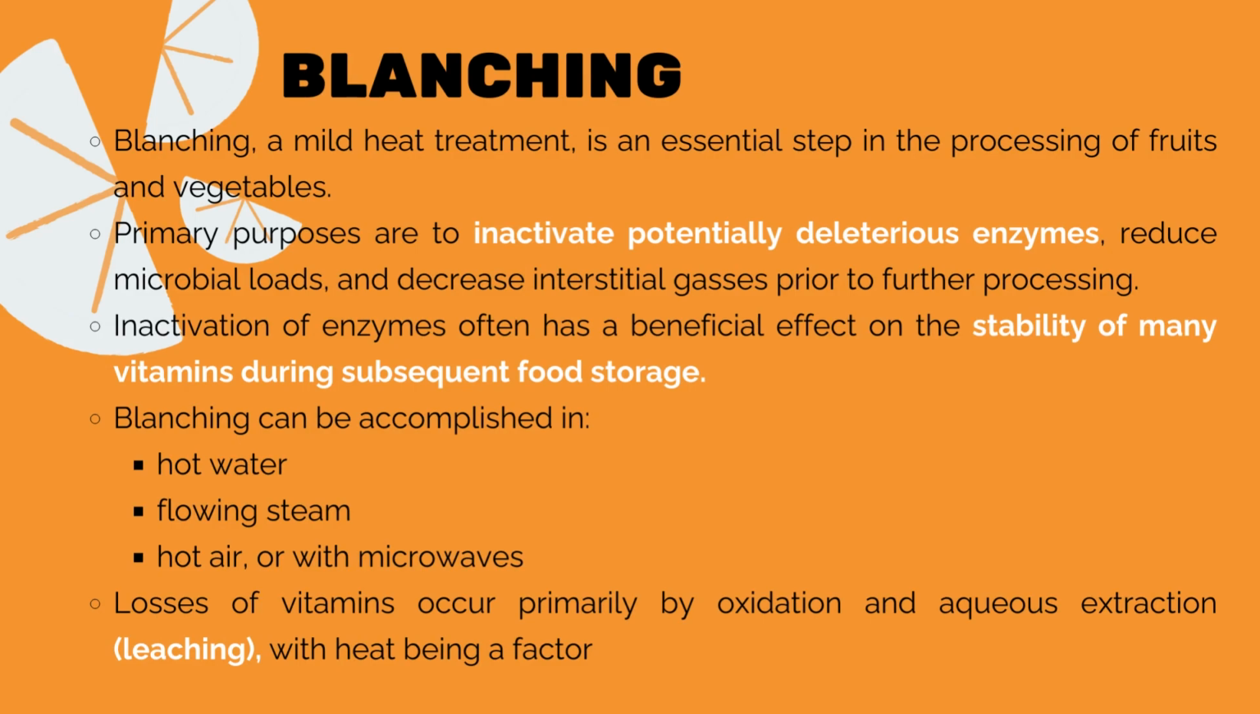Blanching, a mild heat treatment, is an essential step in the processing of fruits and vegetables. Primary purposes are to inactivate potentially deleterious enzymes, reduce microbial loads, and decrease interstitial gases prior to further processing. Inactivation of enzymes often has a beneficial effect on the stability of many vitamins during subsequent food storage. Blanching can be accomplished in hot water, flowing steam, hot air, or with microwave. Losses of vitamins occur primarily by oxidation and aqueous extraction, with heat being a factor.